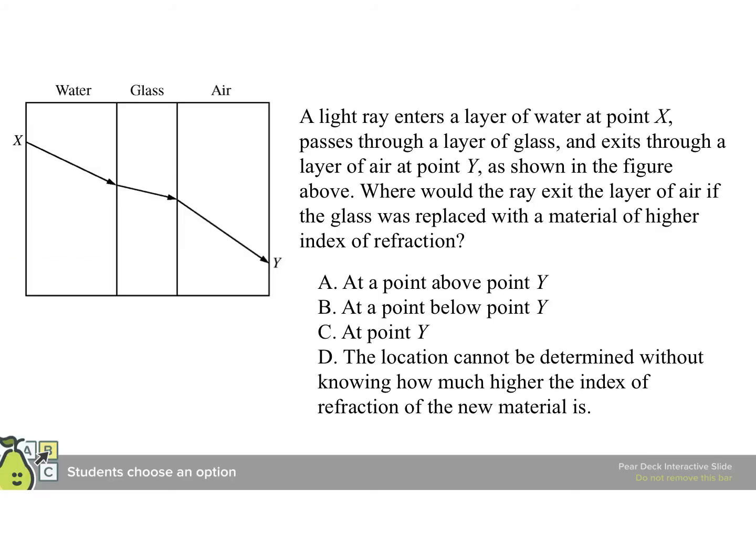All right, a ray of light enters a layer of water at point X, passes through a layer of glass, exits through a layer of air at point Y as shown in the figure. Where would the ray exit if the glass had been replaced with a material of higher index of refraction? Notice that these are different indices, so this is not like before where things come out parallel because this is not water on both sides.